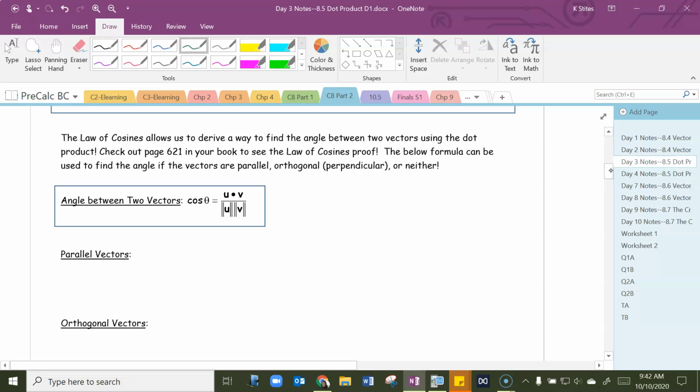And what we'll use that for is to determine if those vectors are parallel, orthogonal, or neither. And orthogonal is just a fancy way of saying perpendicular. All right, so here's your formula. Cosine of theta is u dot v, this is the dot product, over magnitude u times magnitude v. So this is multiplying the two magnitudes. Remember, magnitudes are scalar values, they're numbers, so you're just going to multiply those two numbers together.